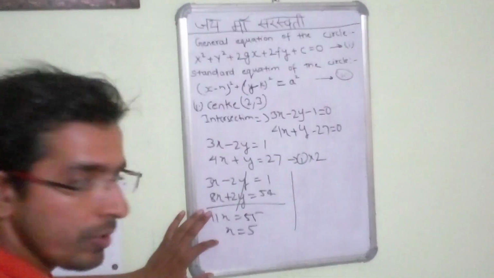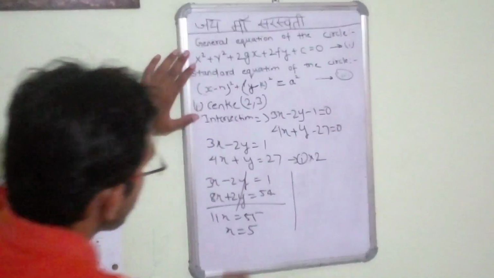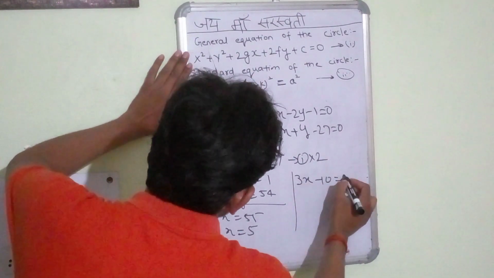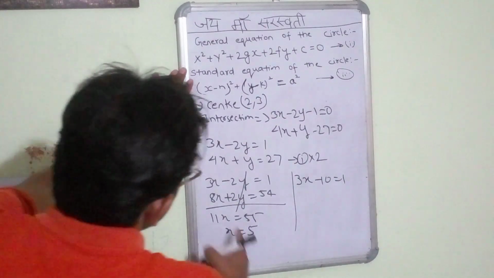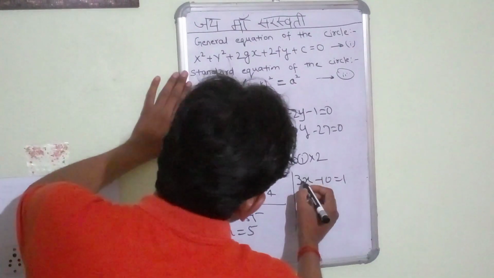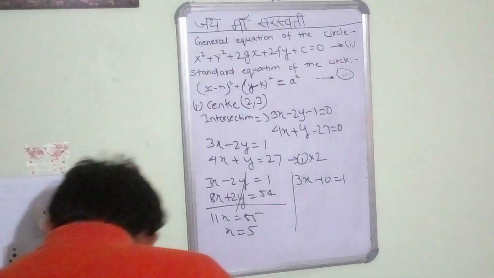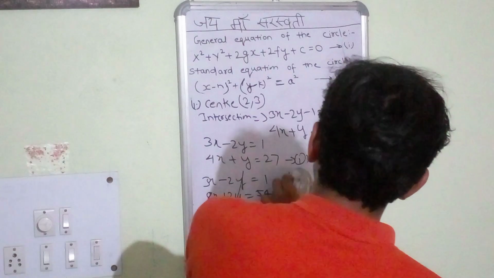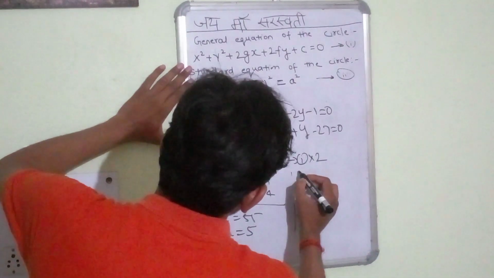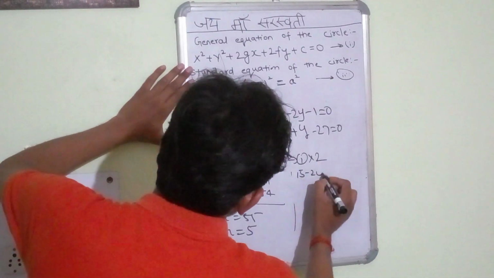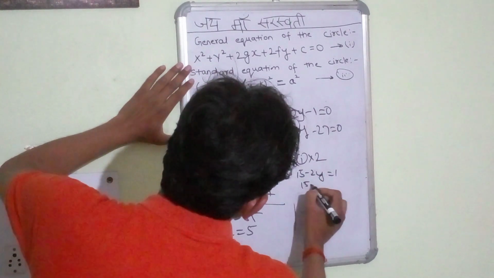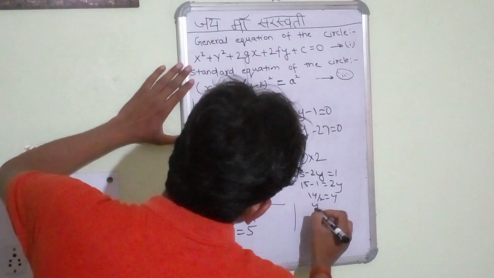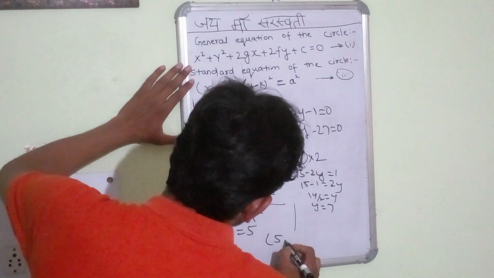Now we will substitute back the value of x is equal to 5 in equation number 1. It is 3x minus 2y is equal to 1. So 3 into 5, 15, minus 2y is equal to 1. 15 minus 1 is equal to 2y, 14 by 2 is equal to y. So y is equal to 7. So we have got a point 5, 7.